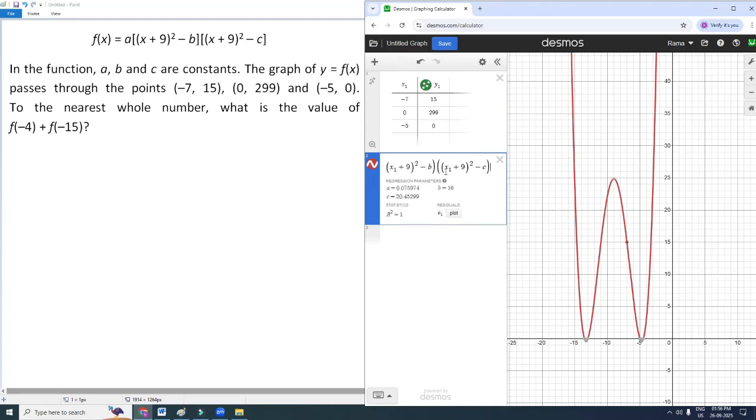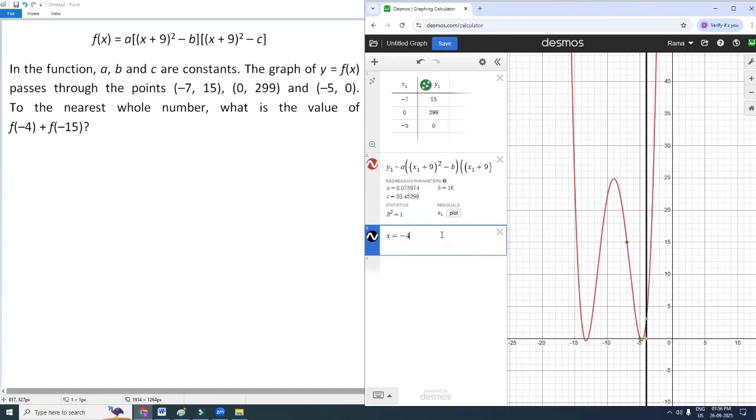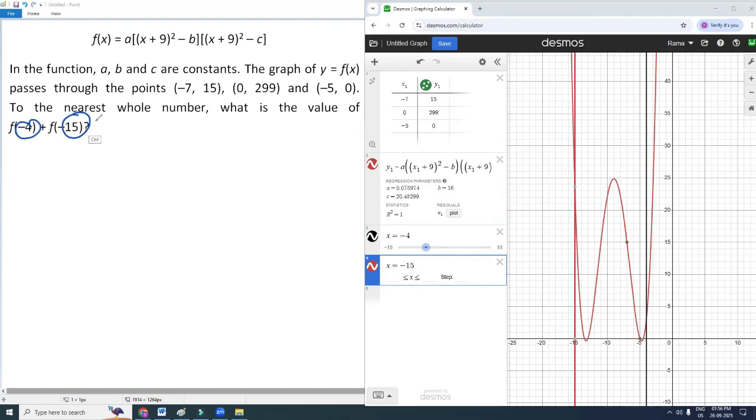Now on the graph in Desmos, we have to get the two points where the x-coordinate is −4 and the x-coordinate is −15. For that, we can give the input x = −4, and also the input x = −15, because here we have the x values −4 and −15.